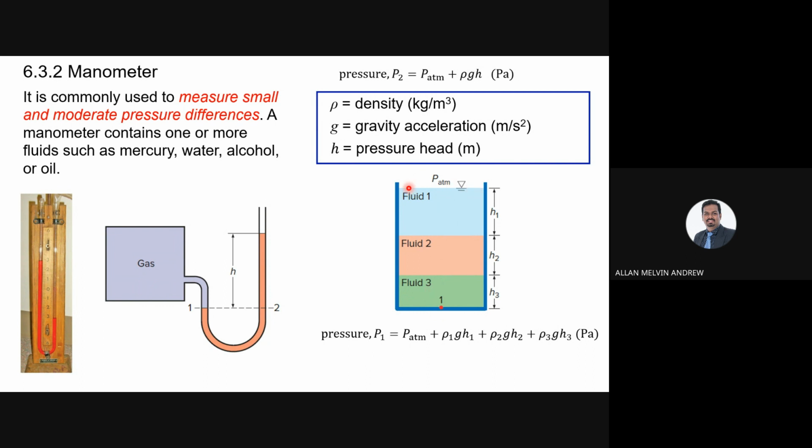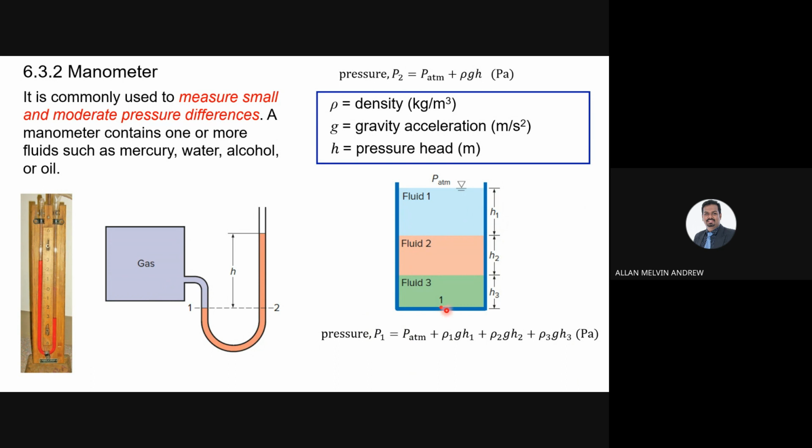Fluid 1 will be exposed to atmospheric pressure, so the top part will be atmospheric pressure. Then the depth from layer to layer is H1, then H2, and then H3. Based on this, try to come up with the formula.